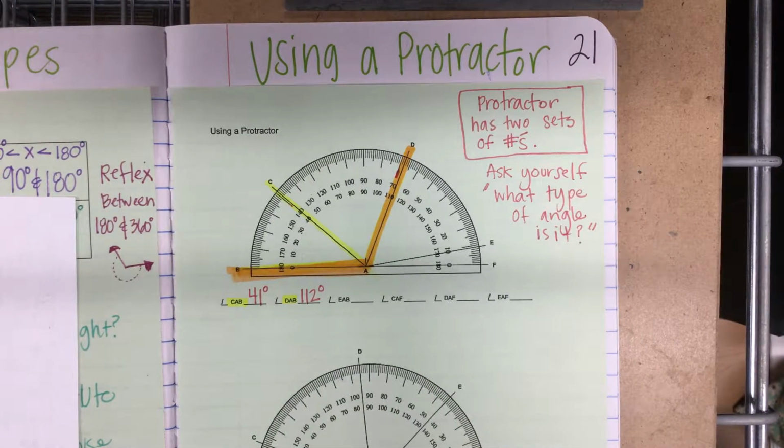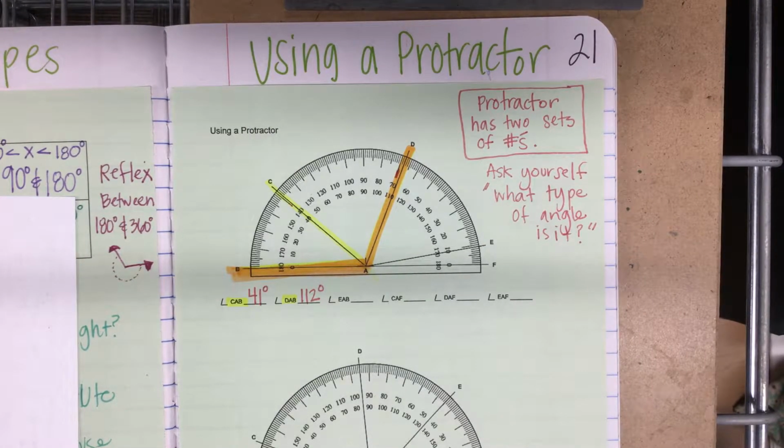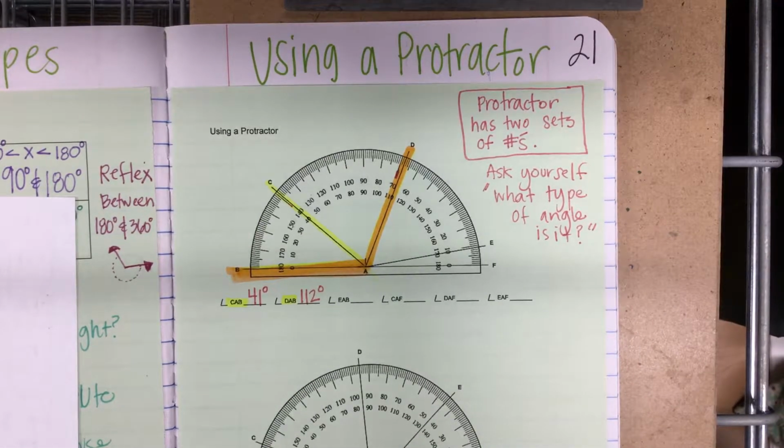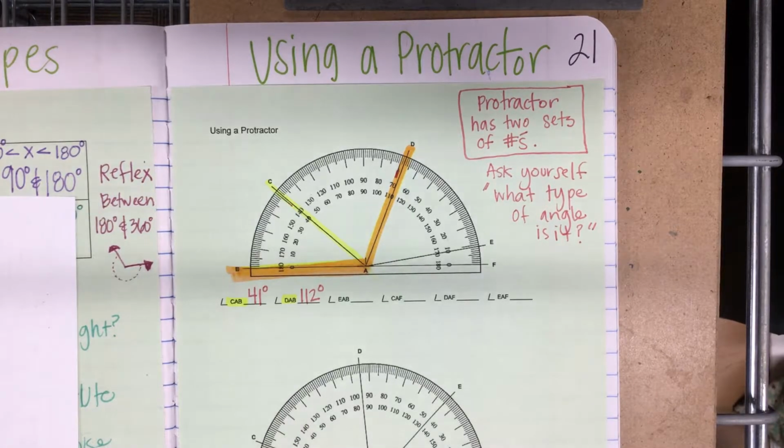All right, let's try the next one. I want you to try EAB. Find EAB. So you have to first identify what type of angle it is. Once you've identified what type of angle it is, EAB is right here.